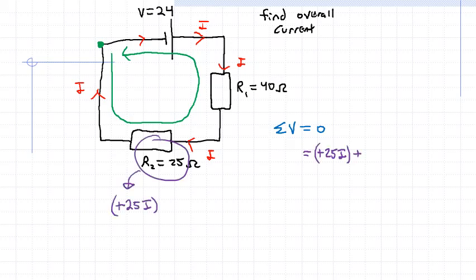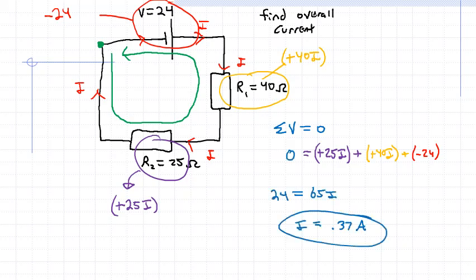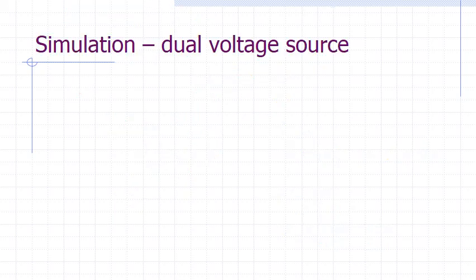Okay. So the first thing that we encounter is the 25 ohm resistor. Now our loop is in the opposite direction of current, so we're going to add this one up, positive 25 times the current. Then we get to the 40 ohm resistor. We multiply that by the current there. And then we go from the positive terminal to the negative terminal, so negative voltage, therefore, with the cell. We add them up and we should get the same thing, 0.37 amps.